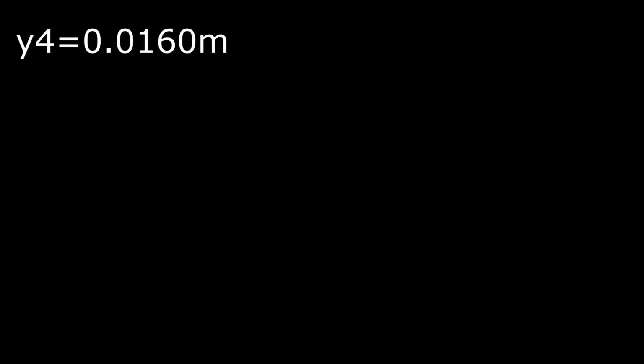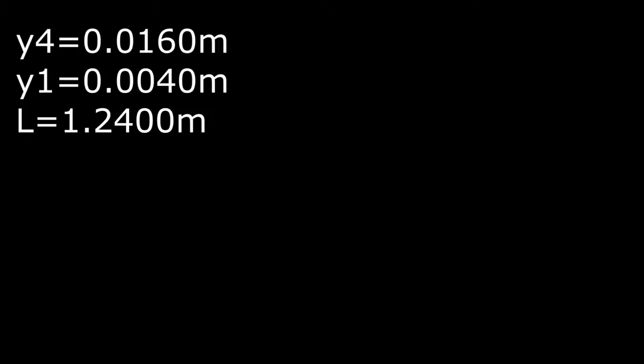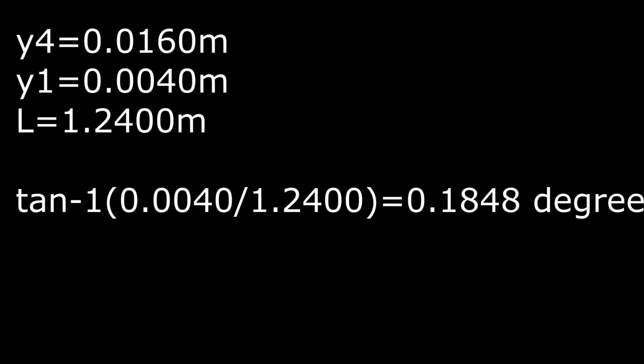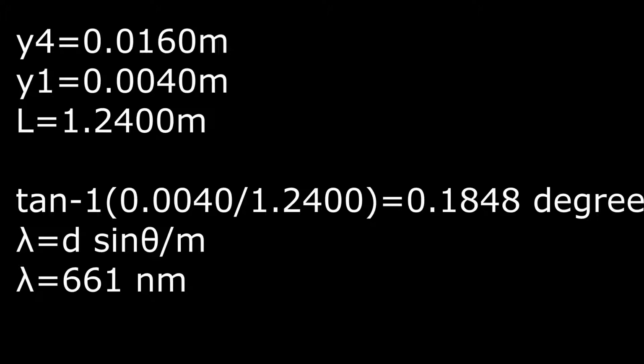So for the second procedure, where we're trying to figure out the wavelength of the unknown laser, we measured y4 to be 0.160 meters. Dividing that by 4, we got 0.04 meters, and we kept L the same again at 1.24 meters. So we used the tan inverse equation to get 0.1848 degrees for theta, and then we plugged that into the equation lambda is equal to d sine theta over m, where m is equal to 1 in this case, and d is the distance that we found in the previous experiment. So we figured lambda to be 661 nanometers after figuring out the math for that.